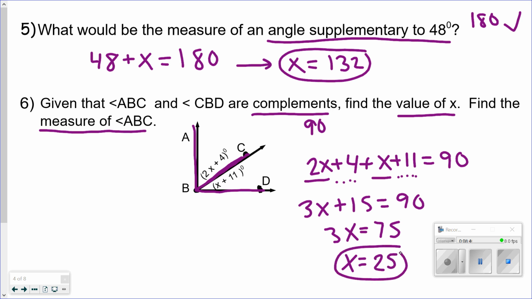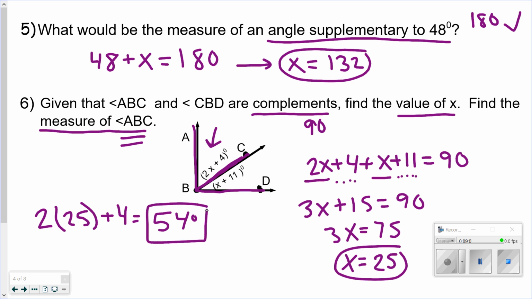But remember, I'm not done. I just want to figure out what is the measure of ABC. Well, the equation for ABC is 2x plus 4. So 2 instead of x, I'm going to plug in 25 plus 4, and that equals 54 degrees. Please make sure on the quiz tomorrow you plug x in for the correct answer, the correct measure. You don't want to miss that because you didn't read the question correctly.